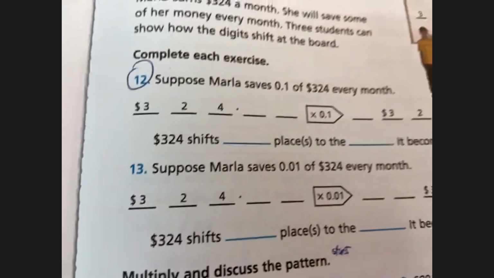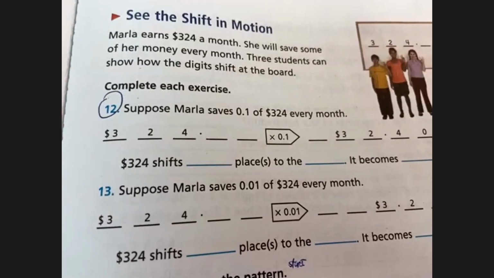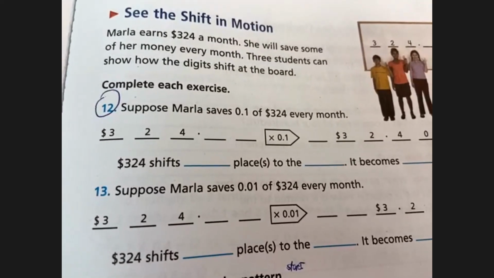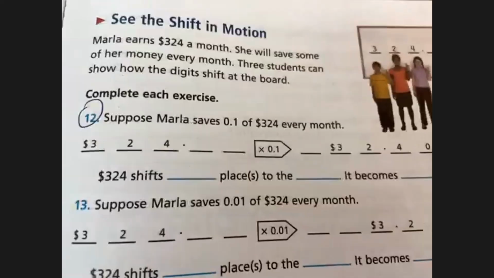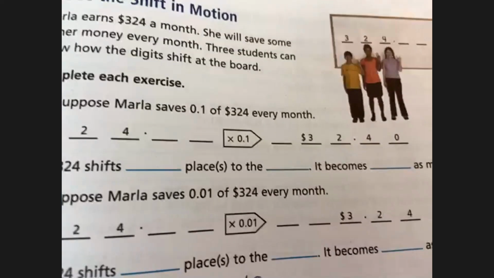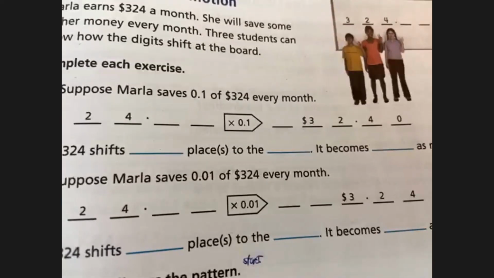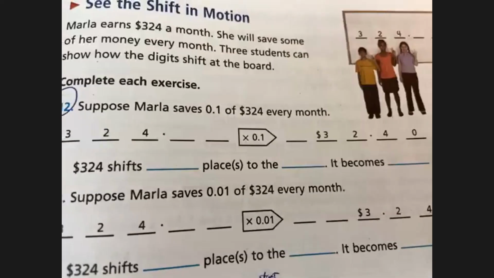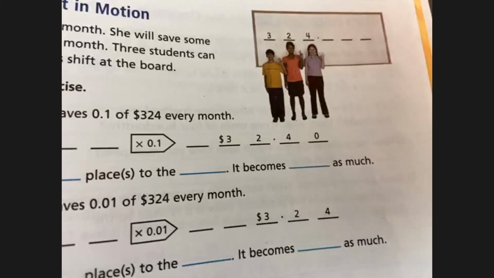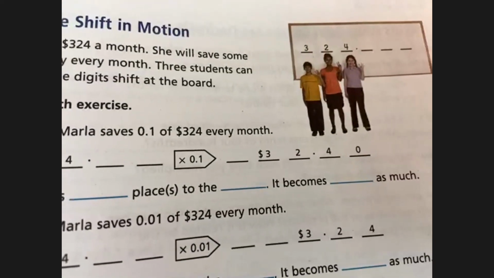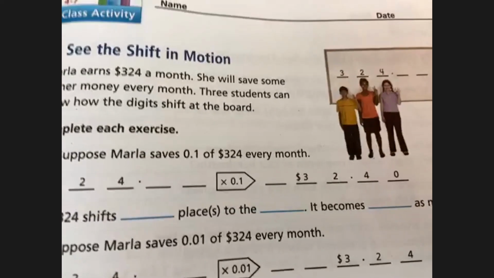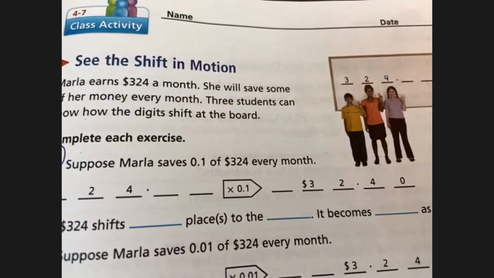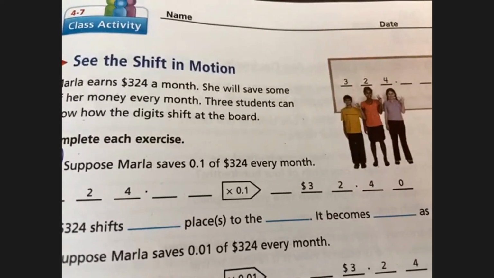Alrighty, so let's look at 12. Suppose Marla saves 1/10 of $324 every month. Okay, so she's saving that, multiplying that by 1/10. What do you guys see as the shift? What changed from $324? It shifted to the left one time to make $32.40. Yeah, we had the decimal place shift left, and that changed that number to $32.40.